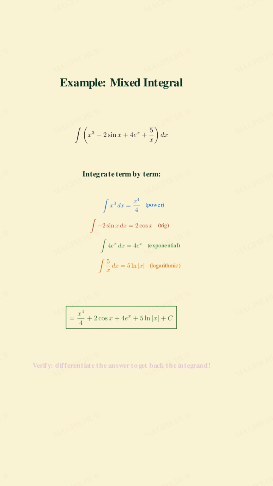x cubed gives x to the 4 over 4, that's the power rule. Negative 2 sin x gives positive 2 cosine x, trig integral. 4 e to the x gives 4 e to the x, exponential integral. 5 over x gives 5 natural log of absolute x, logarithmic integral. Combine everything: x to the 4 over 4 plus 2 cosine x plus 4 e to the x plus 5 ln absolute x, plus c. Pro tip: always verify by differentiating your answer.